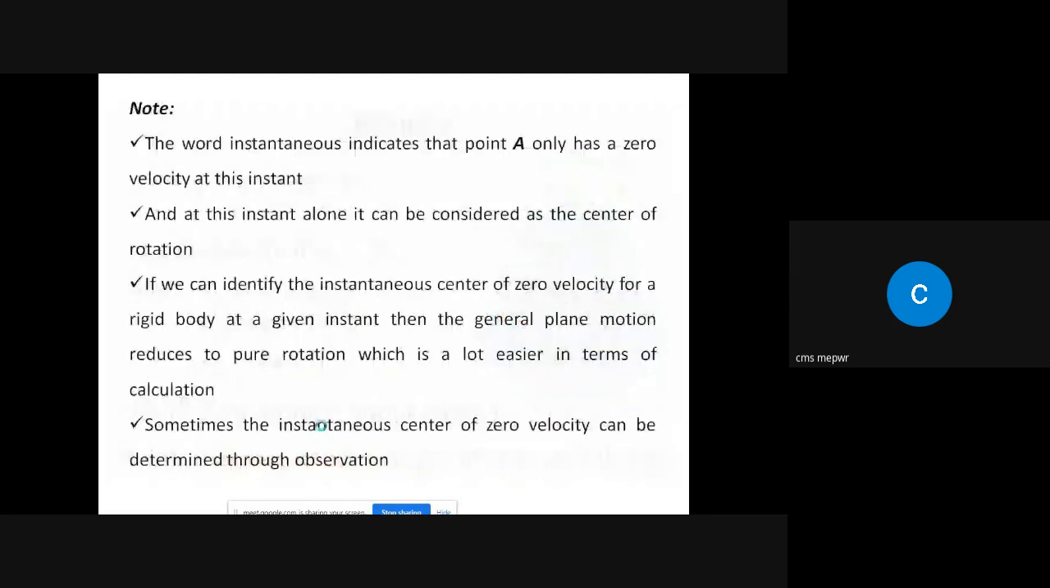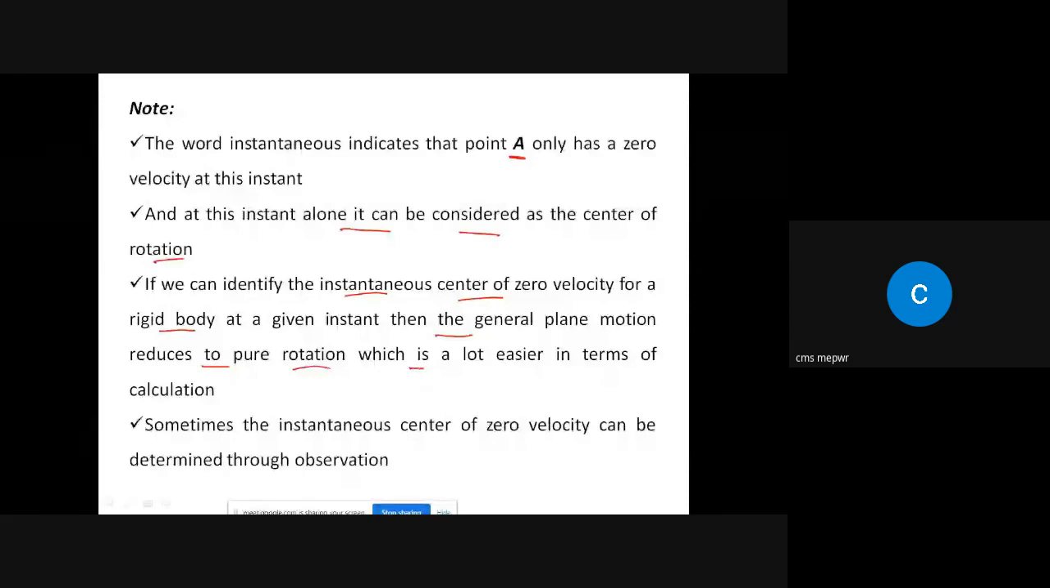So as I have told you, the word instantaneous indicates that at point A only, that point A has zero velocity at that specific instant, and at this instant alone it can be considered as the center of rotation. Based on this, we can identify the instantaneous center of zero velocity for a rigid body at a given instant. If we identify it, then at that point the general plane motion reduces to pure rotation. So translation is removed and we have pure rotation.